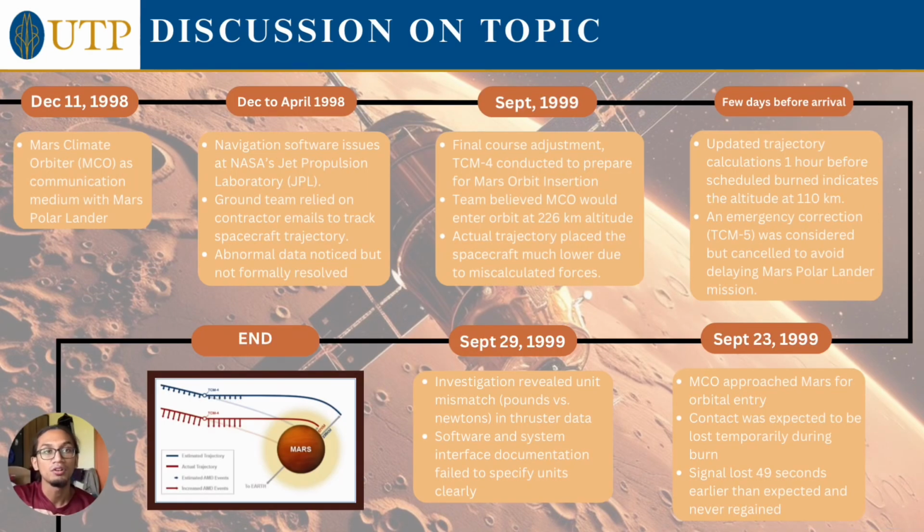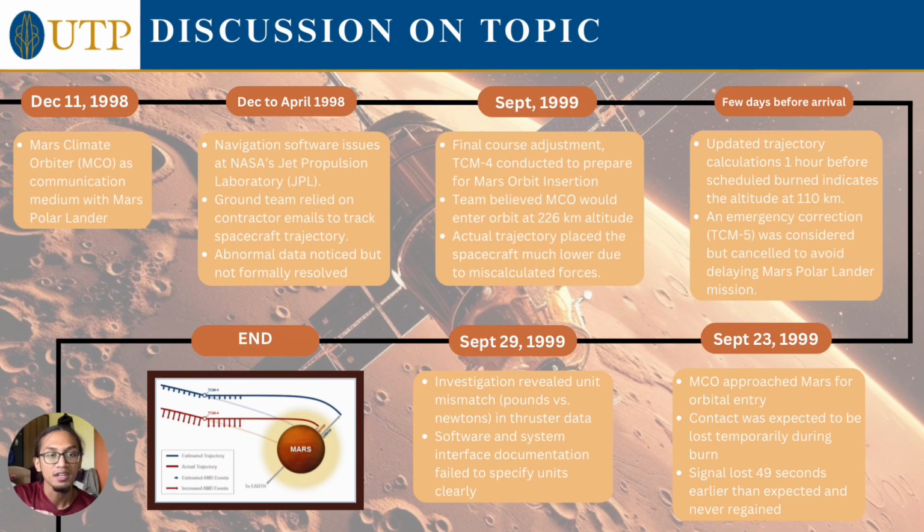Hi, my name is Adam. I'm going to share about the chronology of the incidents. The MCO was launched in late 1998 to study climate and serve as a communication relay for the Mars Polar Lander. The orbiter insertion and aerobraking process had to be completed before the Polar Lander arrived to allow communication with the lander. During the first 4 months after launch, the MCO suffered from a ground navigation software issue, forcing the NASA team to rely on email updates from the contractor to track the spacecraft.